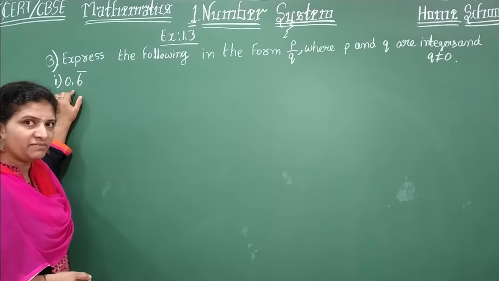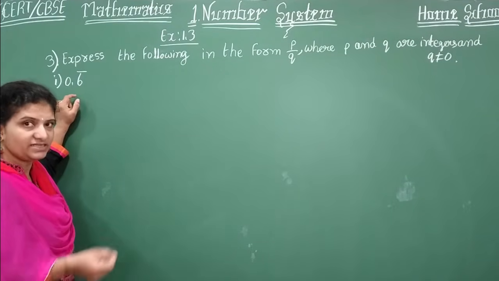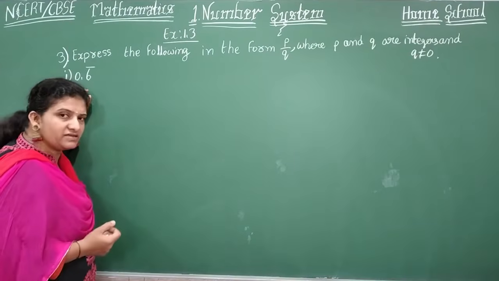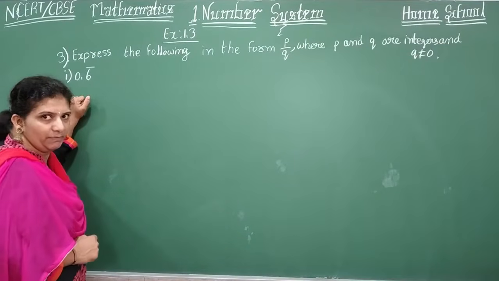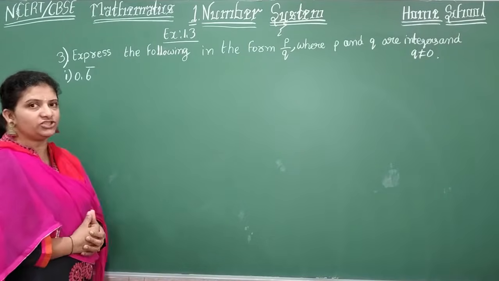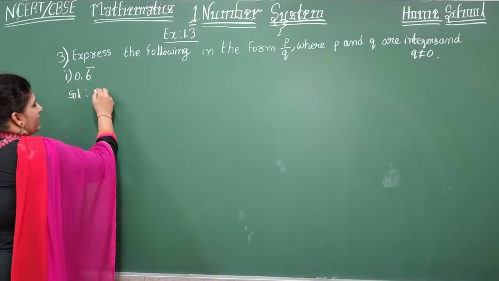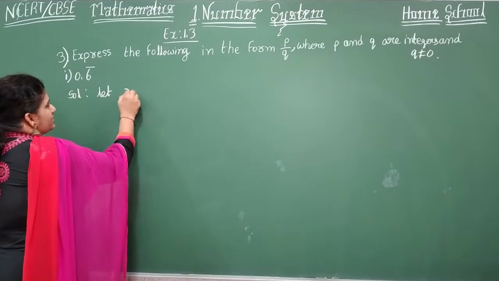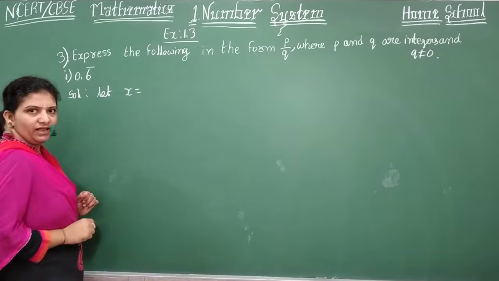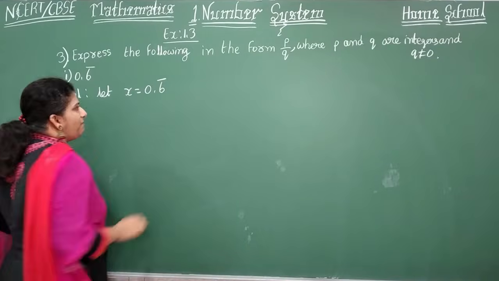What type of a decimal it is? It is a non-terminating repeating decimal. How can we express this in the form of rational number? So for that we are going to start. How do we start, children? Let us consider this as x. Let x is equal to 0.6 bar.